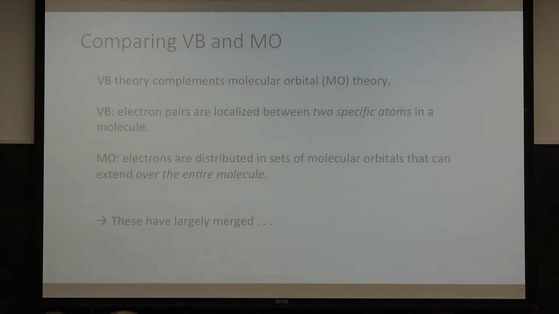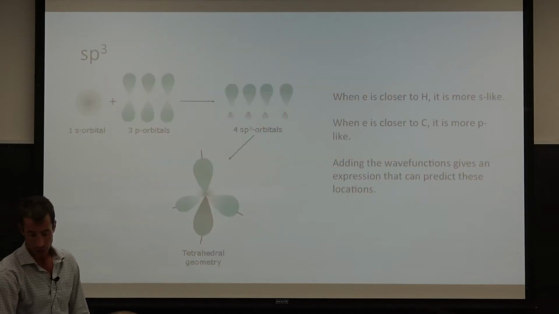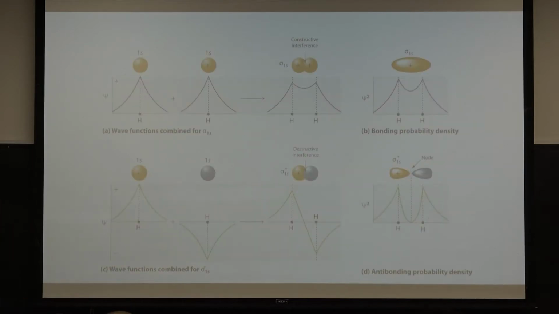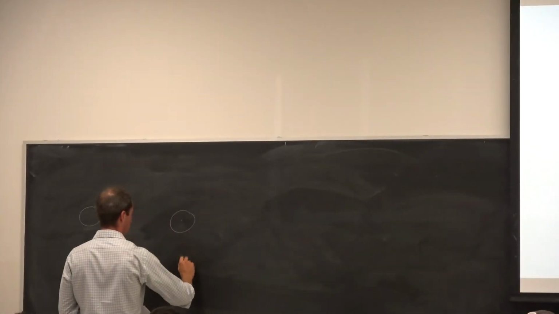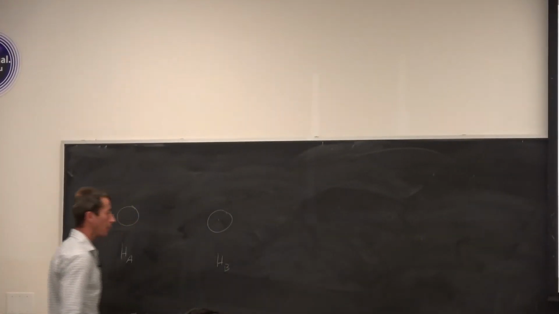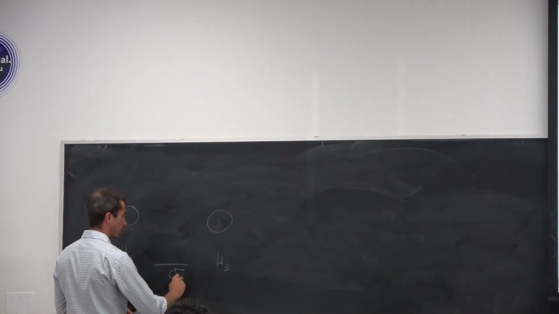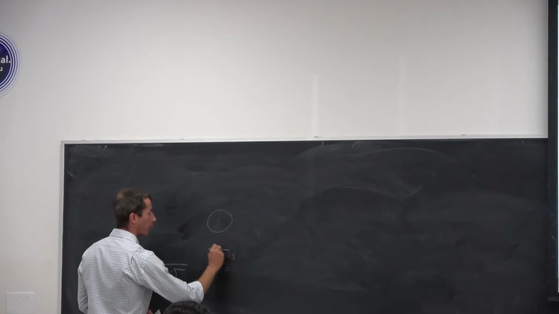Okay, so let's go back then to something like this. When we were talking about a very simple system where we have hydrogen A and hydrogen B, okay, we said that these can combine, and that they both have 1s orbitals.